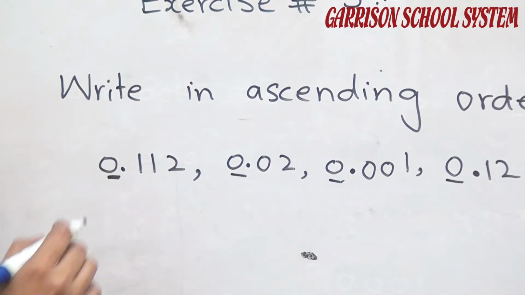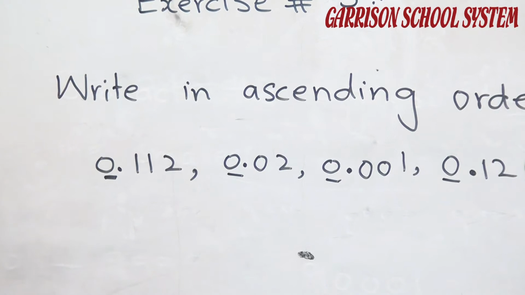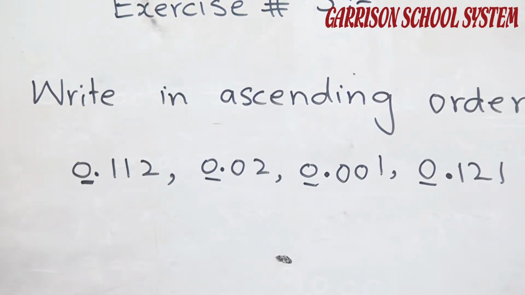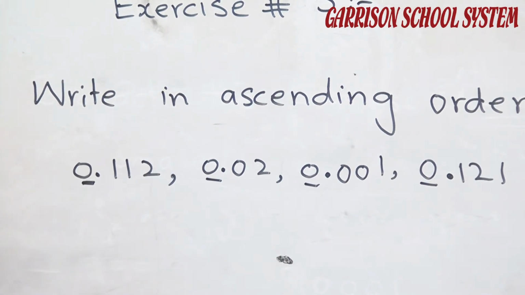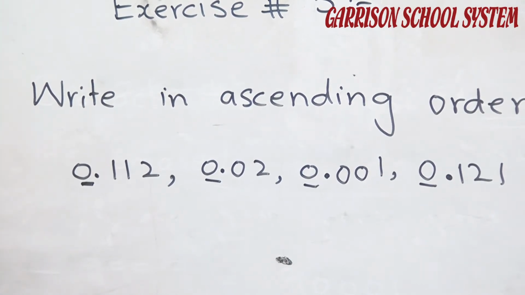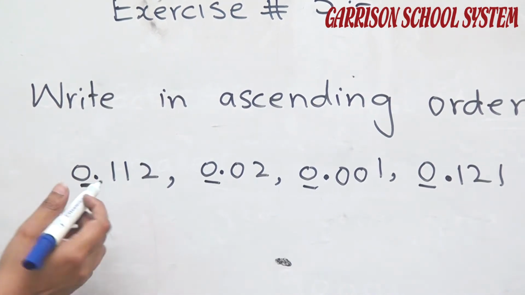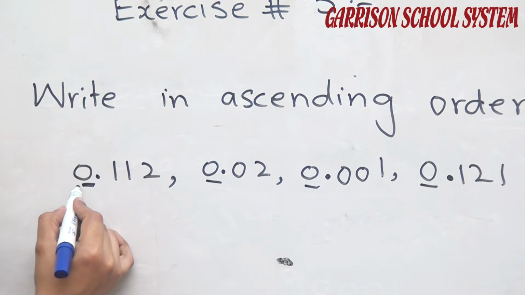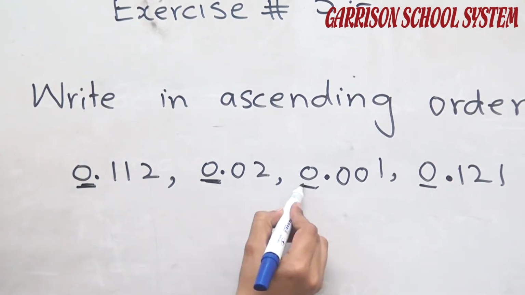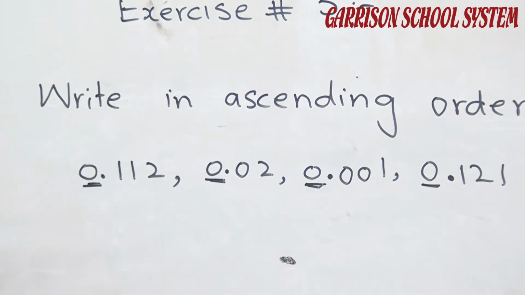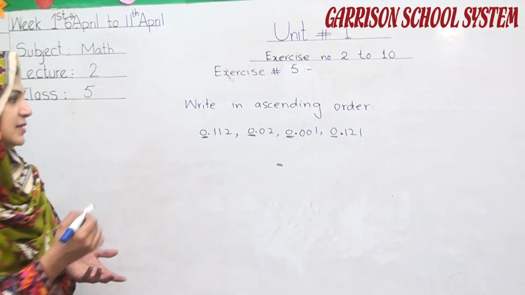If the first digit is the same, then we will compare the second digit. If the second digit is also the same, then we will compare the third digit. In this way we can compare the digits and order the numbers. So first of all, look at the first digit. All the digits are the same: 0, 0, 0, 0. So what can we do now? Now we can compare the second digit.